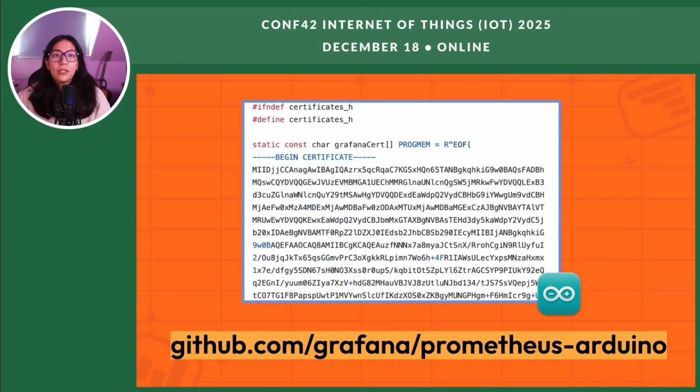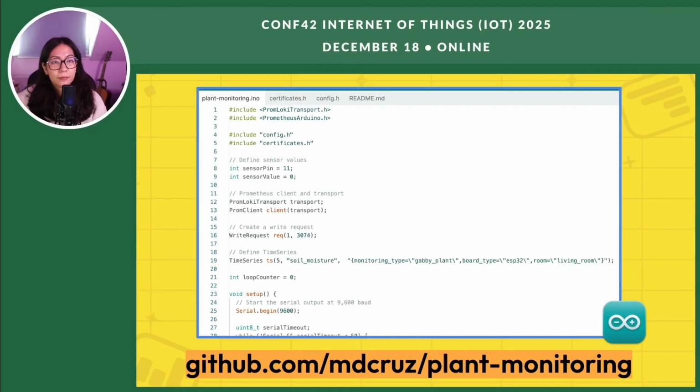So for Arduino to send the data securely to our Prometheus instance in Grafana Cloud, we also needed to provide a certificates file. So this file was copied from the Prometheus Arduino GitHub project. The Prometheus Arduino GitHub project also has a code example of how to send the metrics from Arduino to Prometheus. So instead of reinventing the wheel and starting from scratch, we simply copied the code example and updated it slightly to work with our code.